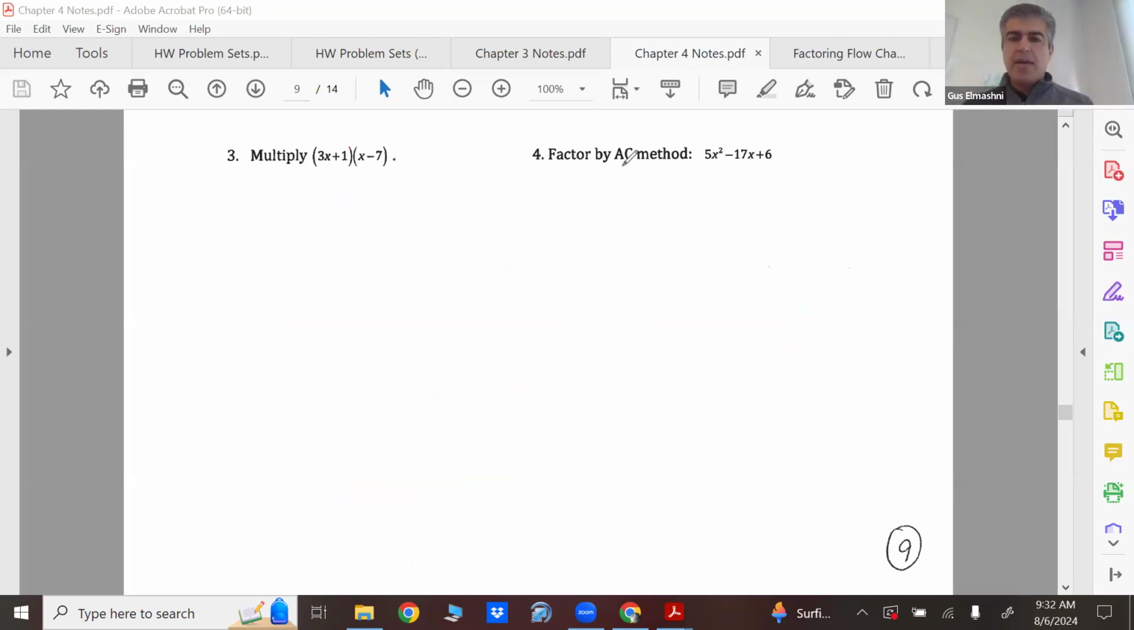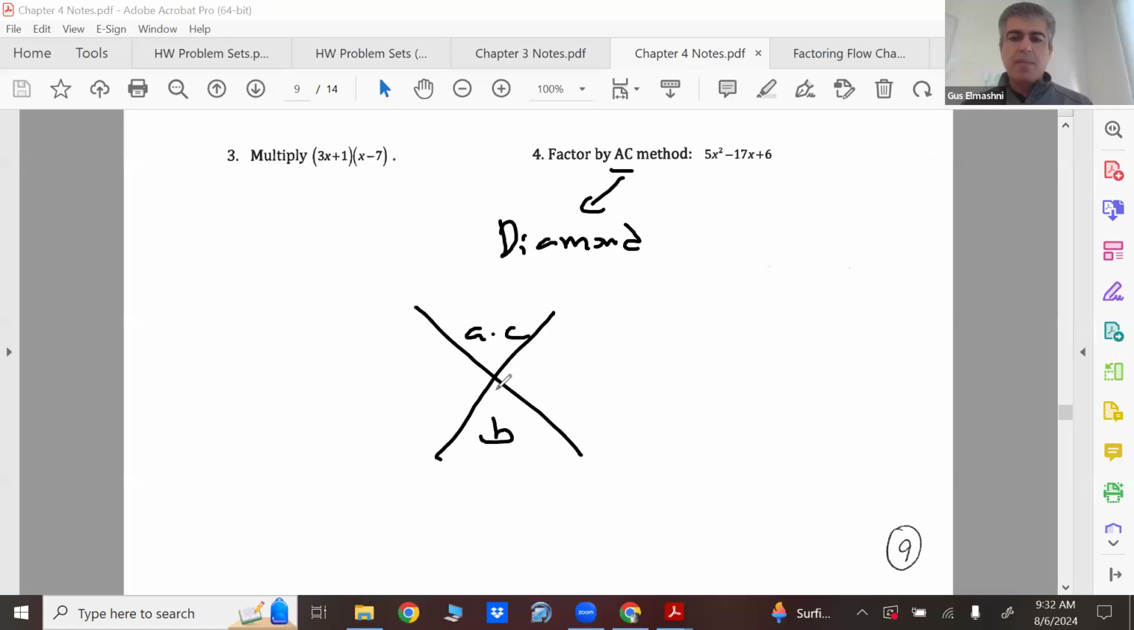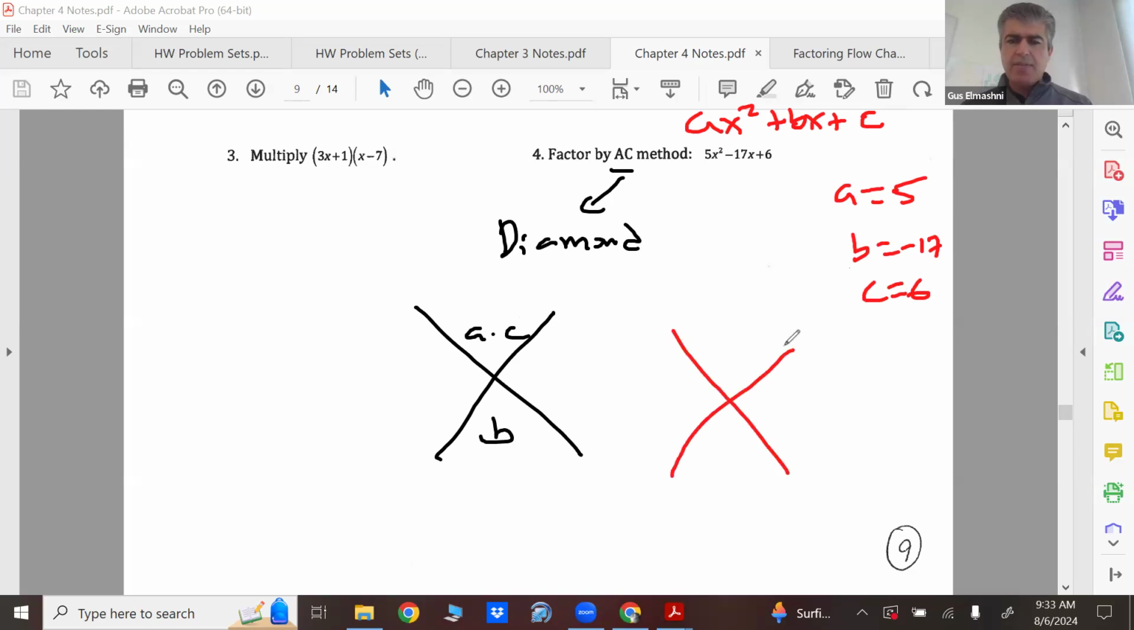So next up, the AC method is basically just a diamond. But it's called the AC method because you put A times C up top and B down below. Generally speaking, a quadratic expression is thought of like this: AX squared plus BX plus C. So A is 5, B is -17, and C is 6. So if we do AC, I get 30. B is -17.